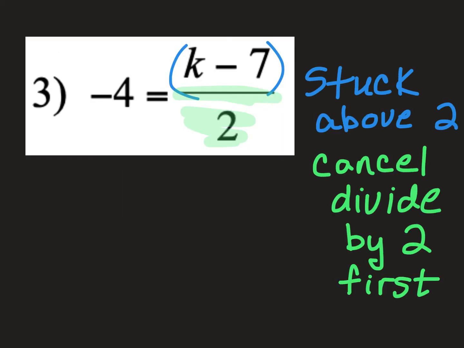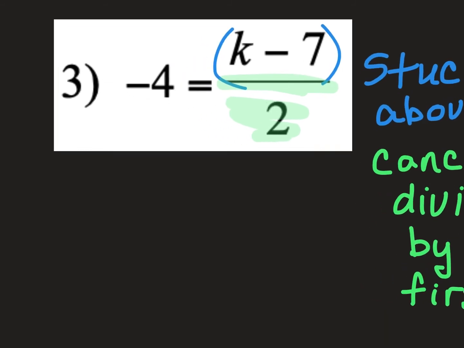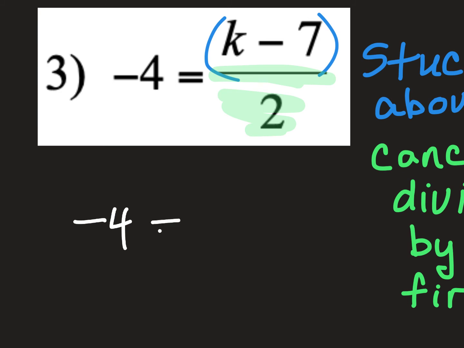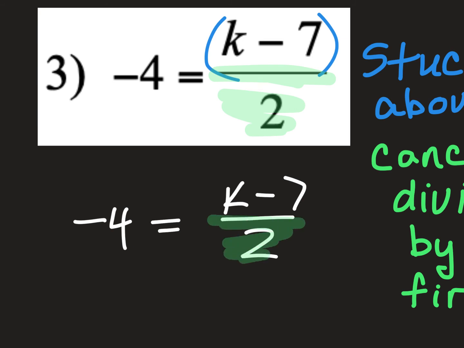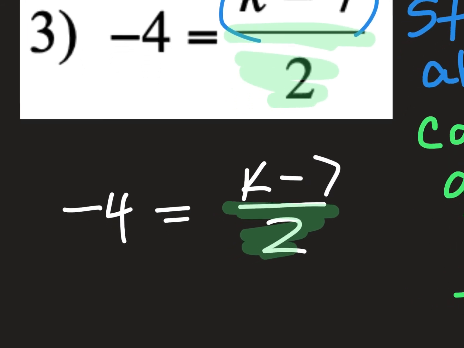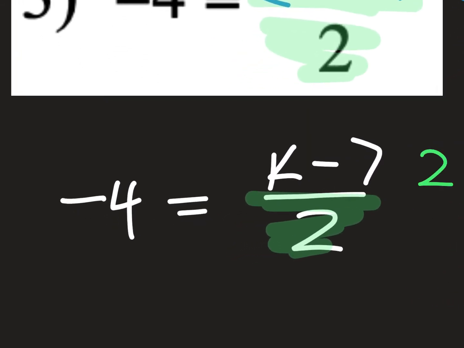Okay, in problem number 3, the next one you're doing, you're going to notice this one's laid out a little bit differently. The k minus 7 is stuck on top of that dividing by 2. So that means you actually need to cancel out the dividing by 2 first. So I'm going to recopy this down here where I have a little bit more space. So we know that the opposite of dividing by 2 is multiplying by 2. So I'm going to cancel that out by multiplying this side by 2.